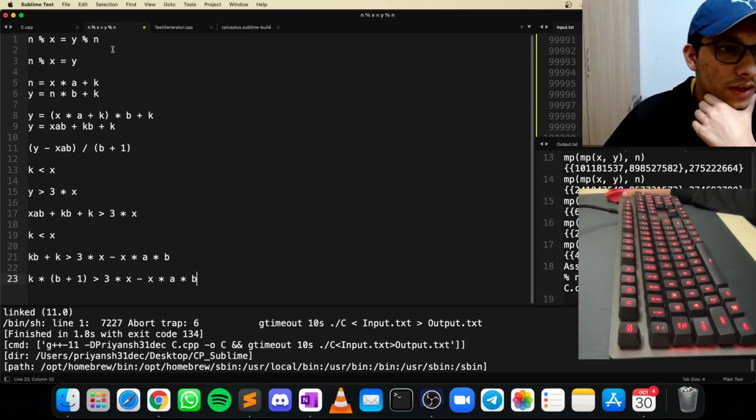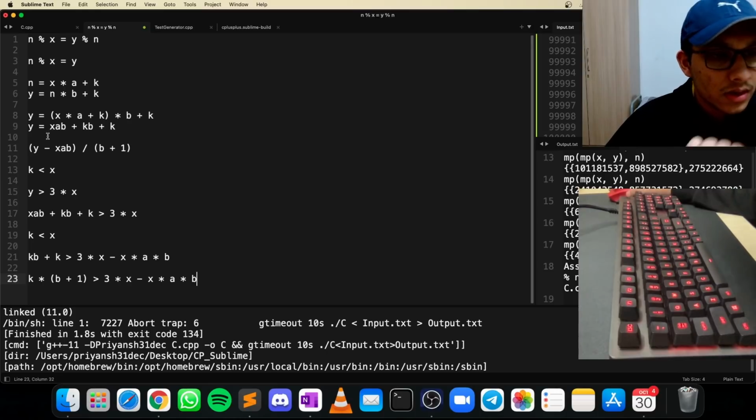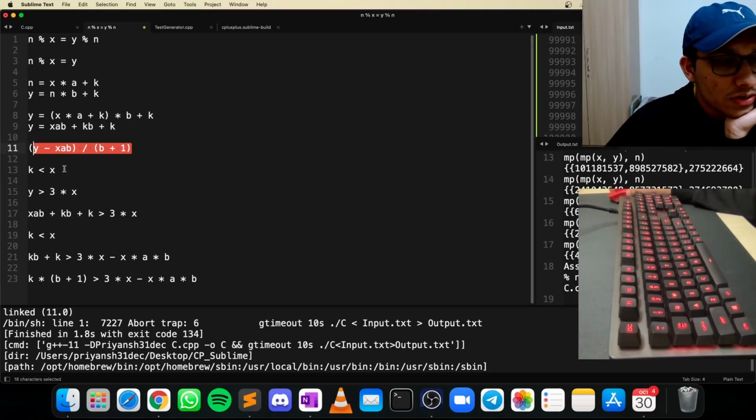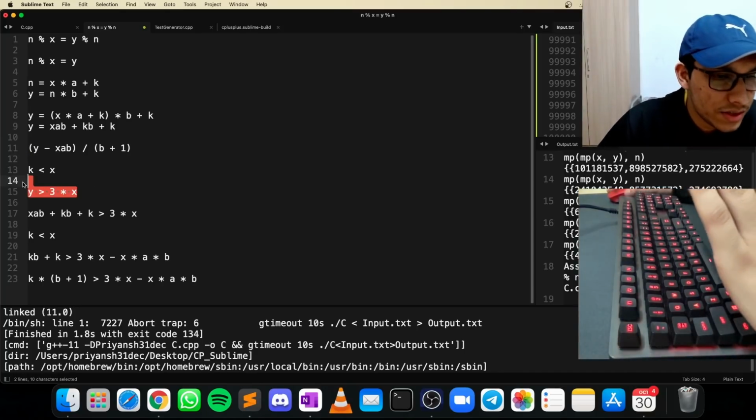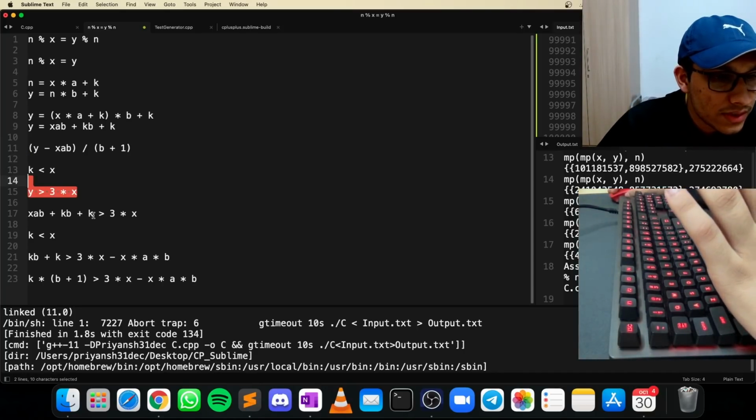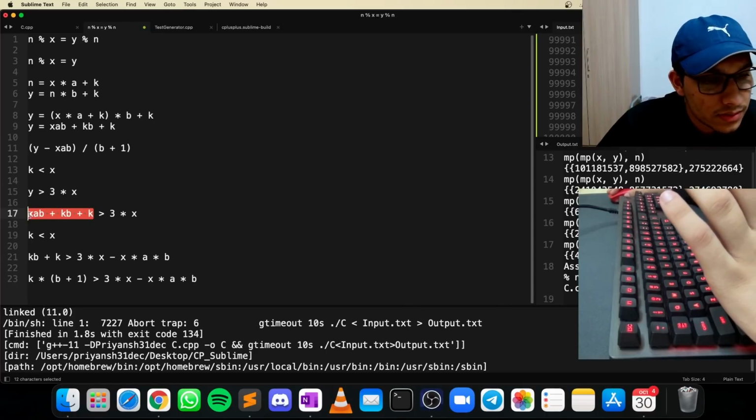Okay, we have n modulo x equals y modulo n. Then I'm saying n equals xa plus k, and y equals nb plus k. So y is equal to n times b plus k, which is (xa plus k) times b plus k. So I have this. Then I'm saying k equals this. I'm also saying that k is less than x and y is greater than 3 into x. That is the condition. So this value is greater than 3 into x.